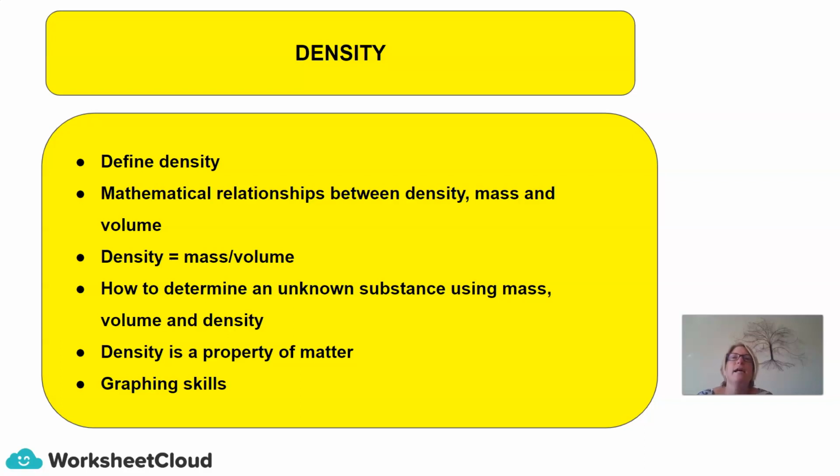What we're covering in today's lesson is we are going to go over the definition for density. We're going to look at a bit of maths and calculations today: mathematical relationships between density, mass, and volume. The equation we're going to focus on is density equals mass divided by volume. We are going to see how to determine an unknown substance using values we've been given, either mass or volume or density. That density is a property of matter, and we will look at just introducing some graphing skills.